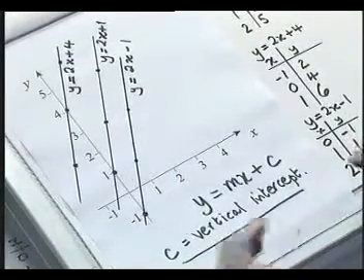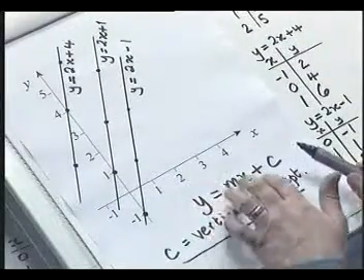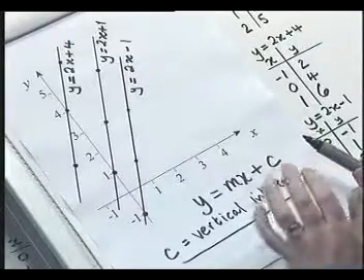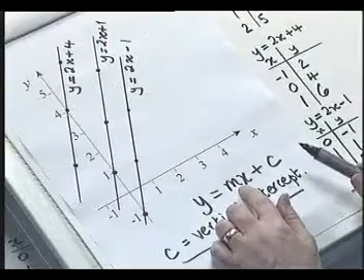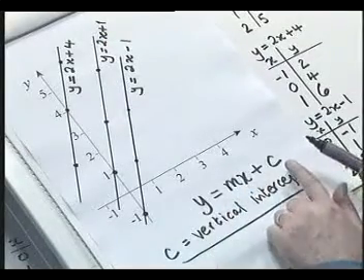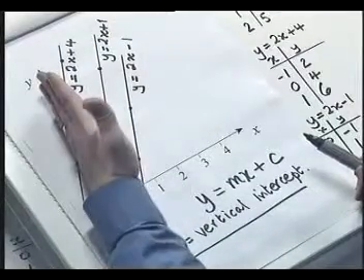So now, whenever you see an equation of the form y equals a number times x plus another number, so y equals mx plus c, that represents a straight line graph where m is the gradient of the line and c is the vertical intercept, which is the place where the graph crosses the vertical axis.